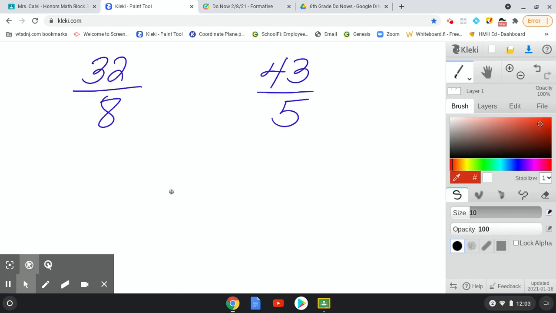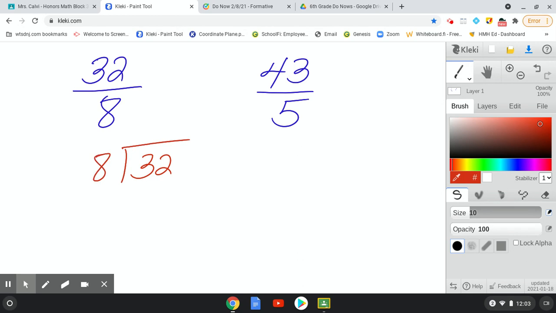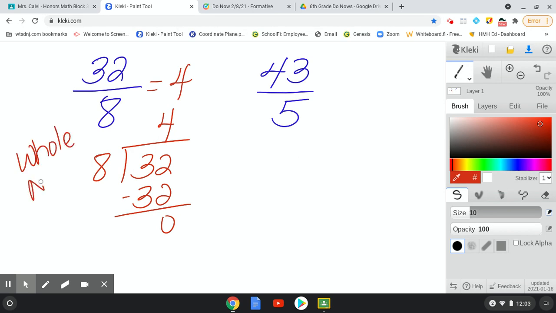So now let's look at changing improper fractions into mixed numbers. Okay, so here I want to change this improper fraction into a mixed number. So I'm going to divide 32 divided by 8. 8 goes into 32 4 times. 4 times 8 is 32 exactly. So here I actually don't get a mixed number. I end up getting a whole number. So this would be a whole number. Okay. Could not make this into a mixed number.